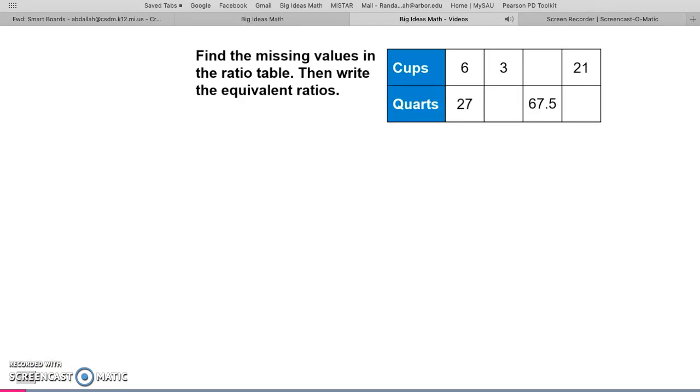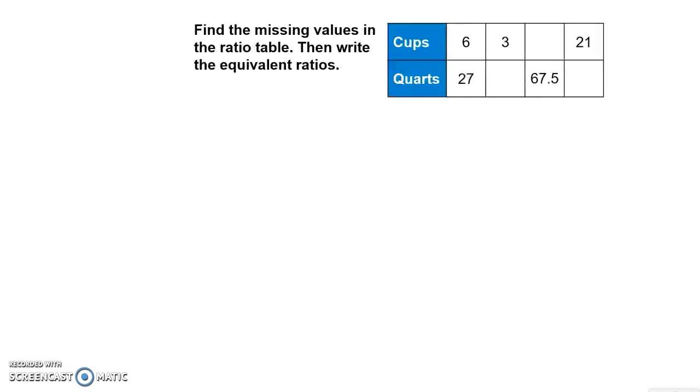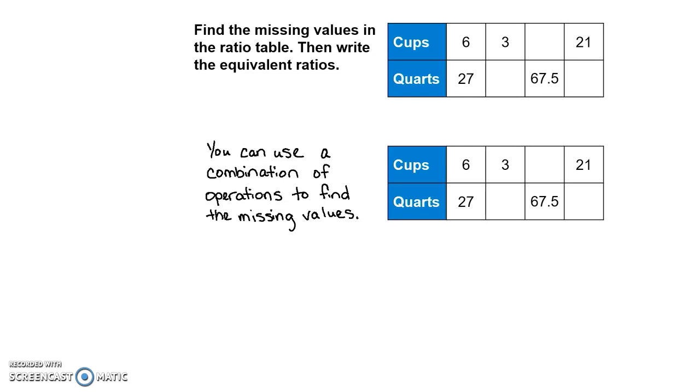Find the missing values in the ratio table, then write the equivalent ratios. You can find and organize equivalent ratios in a ratio table by adding or subtracting quantities in equivalent ratios and multiplying or dividing each quantity in a ratio by the same number. You can use a combination of operations to find the missing values.